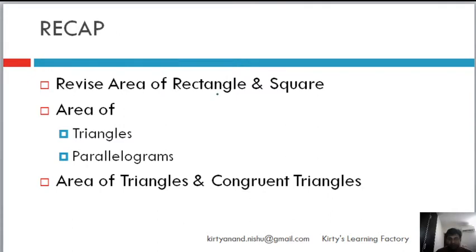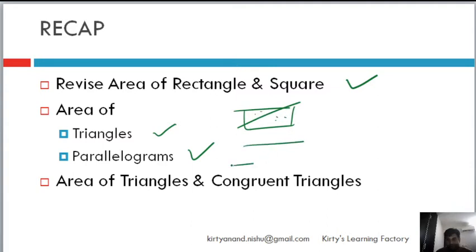We revised area of rectangle and square, and then we learned areas of triangle, parallelograms, quite interesting. We learned area of triangles as half of a rectangle, and I felt that it was quite interesting. I hope you felt the same.